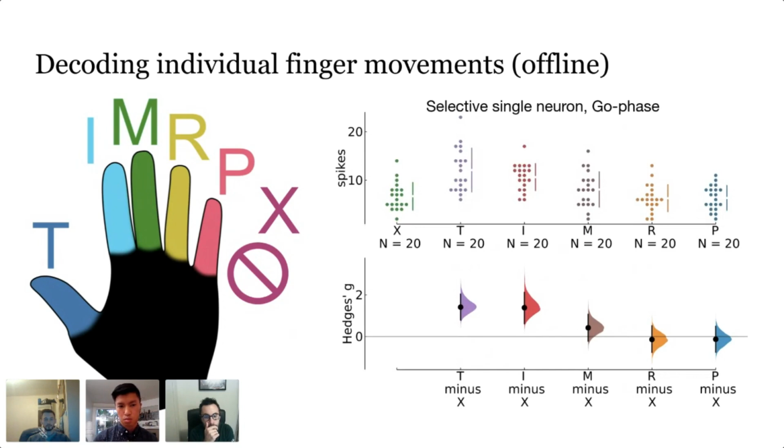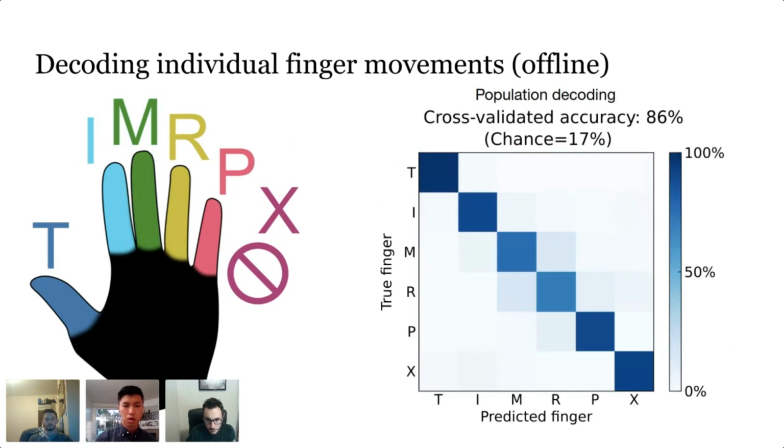And here's one particularly selective neuron. In the top plot, each dot is a single trial. The x-axis is the condition, so the different fingers, and the y-axis is the firing rate. The bottom plot shows the distribution of the mean firing rate differences against the no-go condition. And units are normalized by the variances. So you can see that this neuron increases its firing rate significantly during the thumb and index movements, but not for the other fingers.